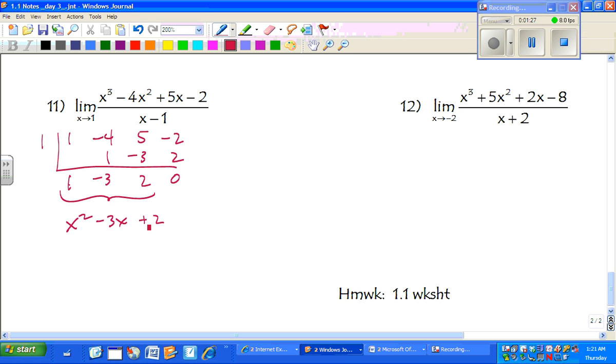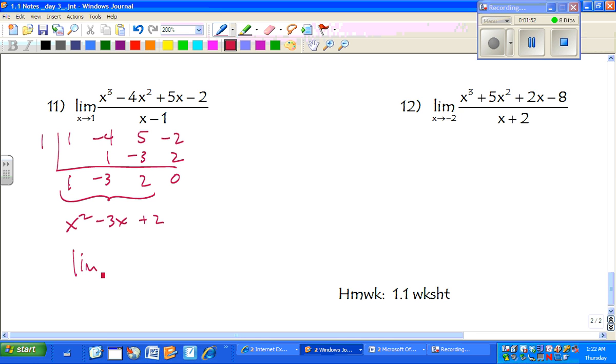So this can be factored. Actually, we don't need to factor it in this case. This is basically what we end up with. Right? x squared minus 3x plus 2 times x minus 1. That gives us this. Right? Just like some problems we did before, when we have a common factor top and bottom, that creates a hole.